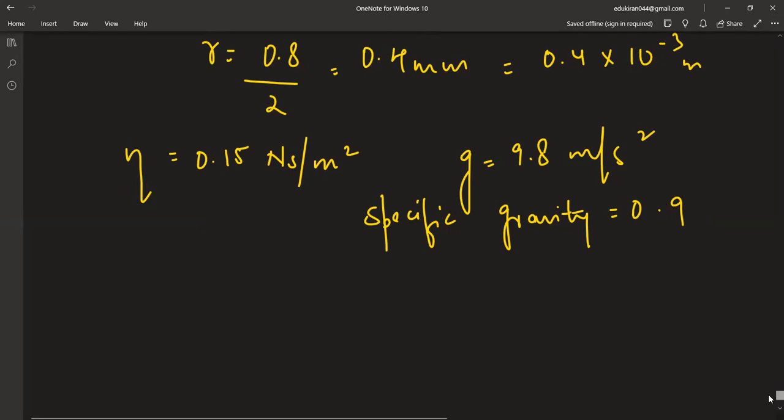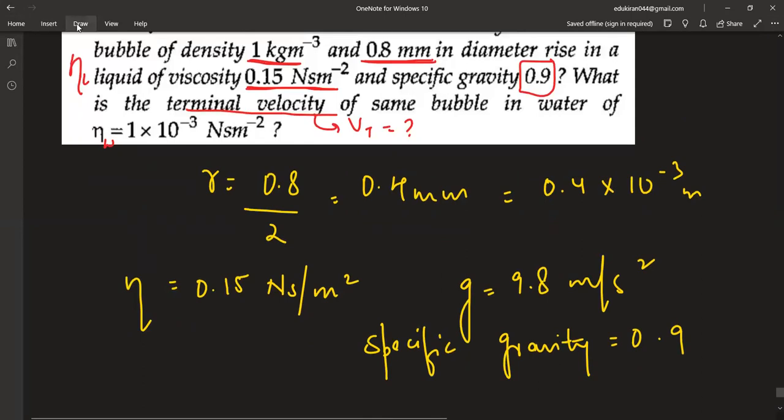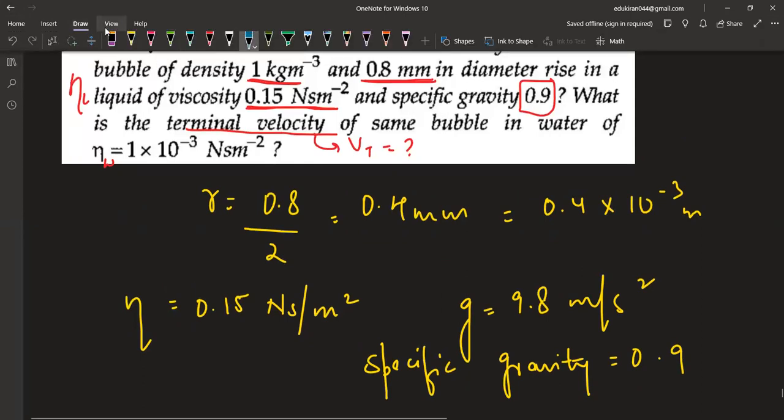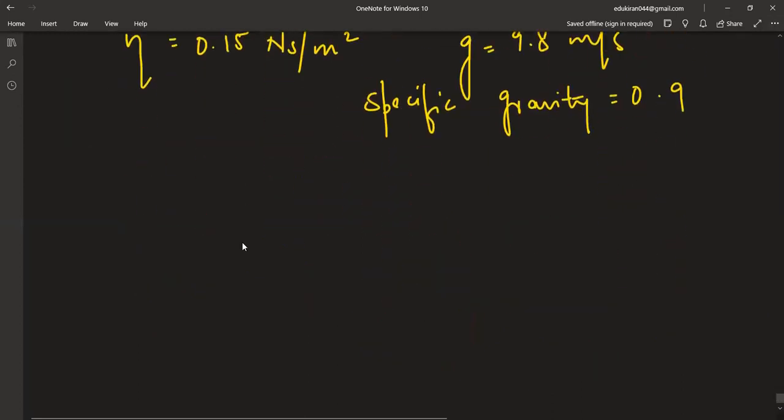So in such questions, how will you begin in your exam? Whichever something extra is given to you, pay attention to that. Like specific gravity. There wasn't any use of specific gravity in the terminal velocity formula, but this is something extra that is given. Whenever you have a physics exam, just pay attention to this. Why is specific gravity mentioned? If you're not able to relate, then write down the formula.